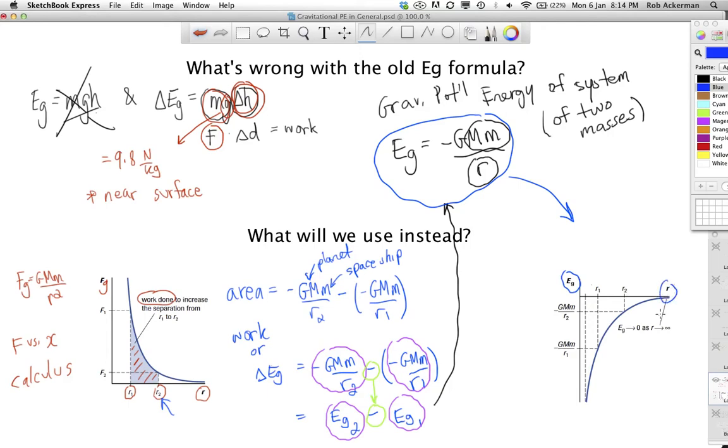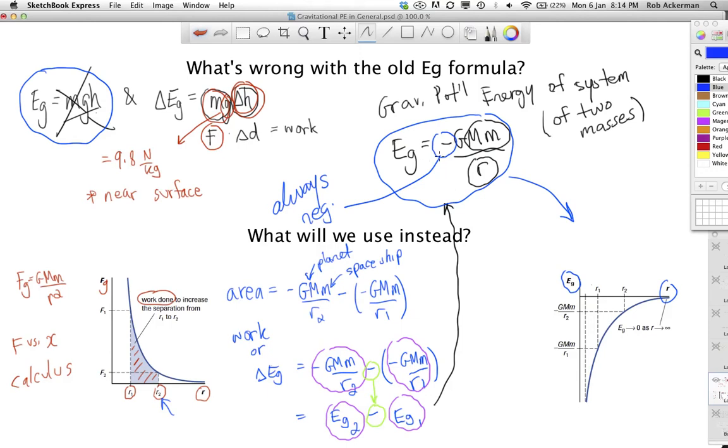Now, one thing to notice, the graph starts from way down here. It's below the r axis. Why is that? First of all, notice that EG is always negative. You cannot get a positive number for EG. And this is strange because in the past with the old formula, you were able to get a positive number. You just had to be above height equals 0. Well, here you can never get a positive number out of this formula. Mathematically, it's not possible.